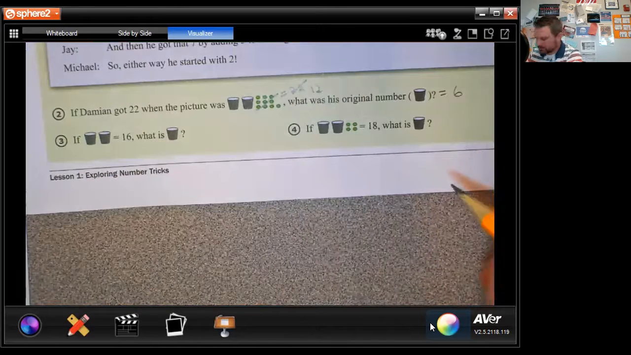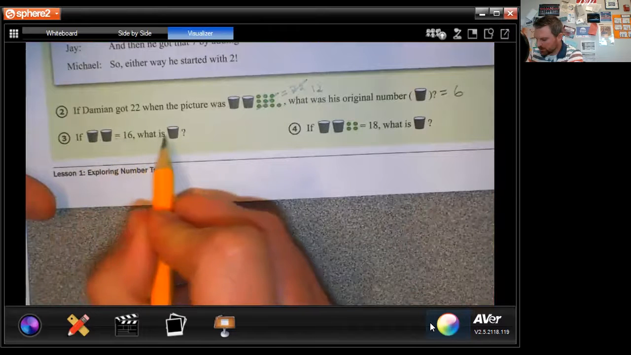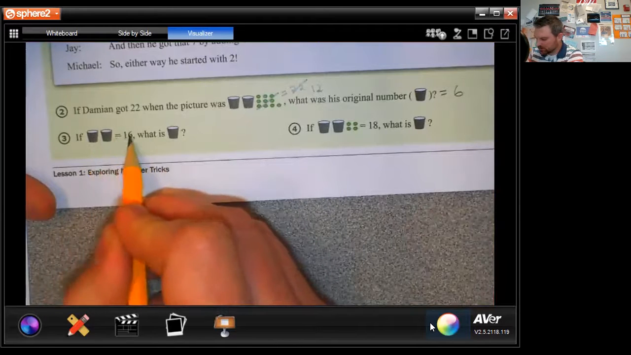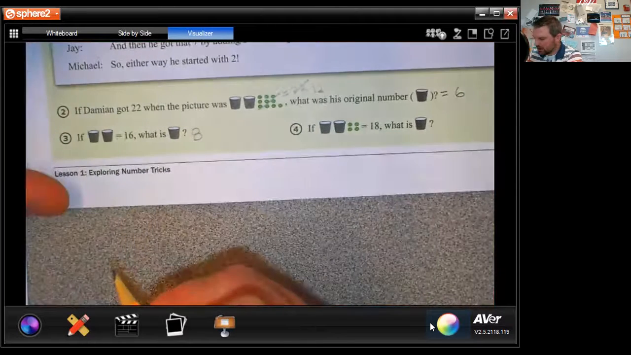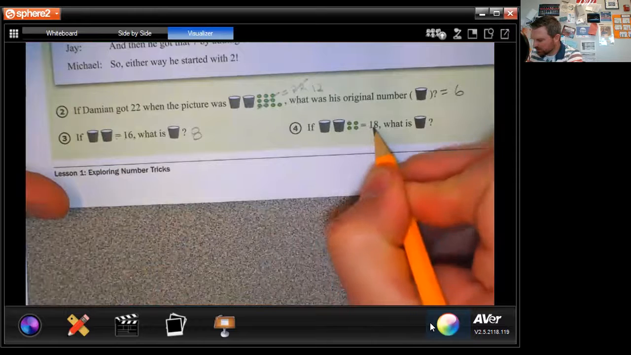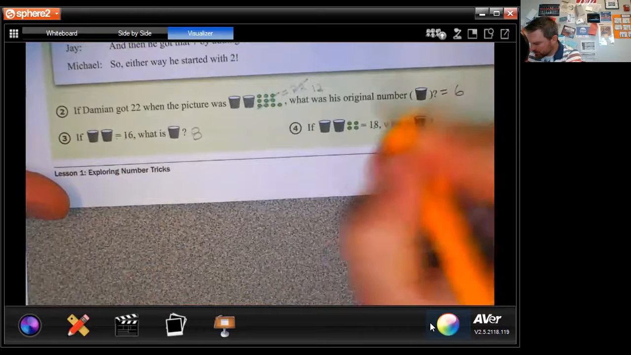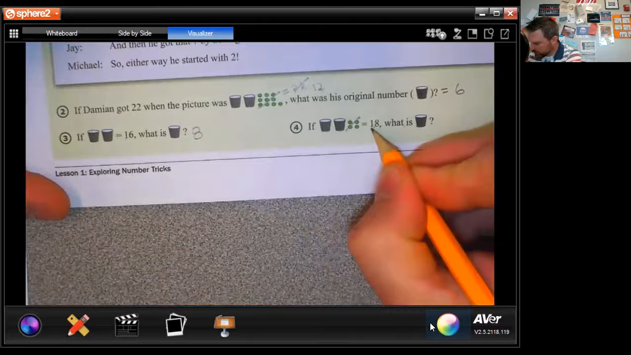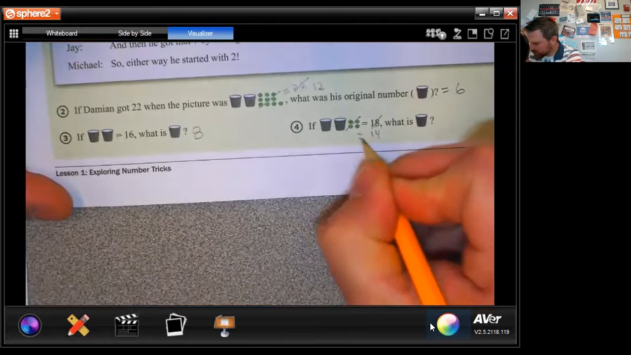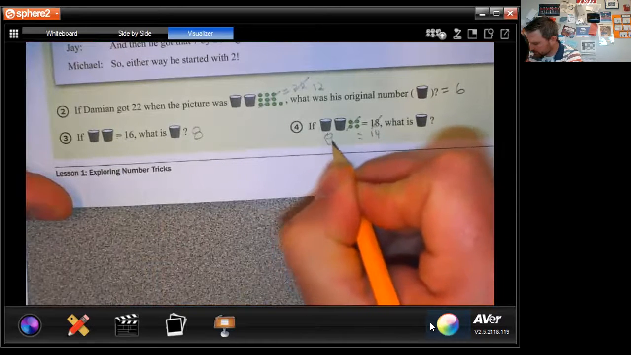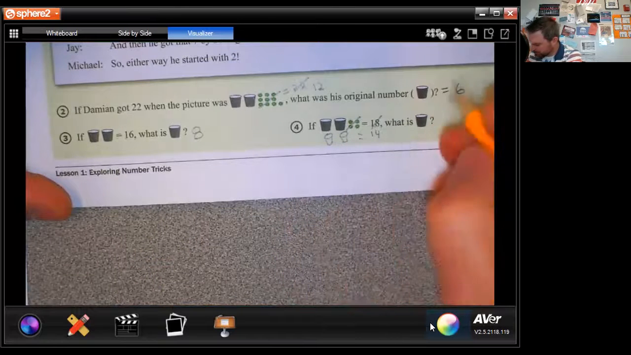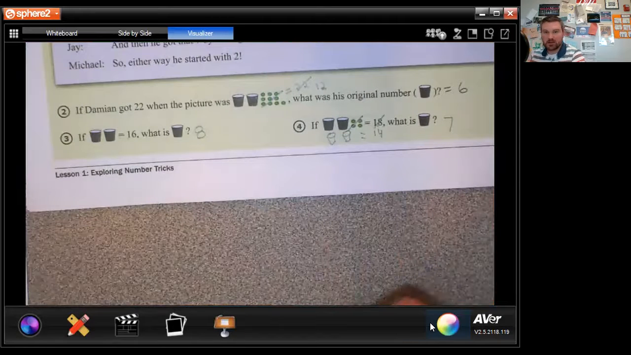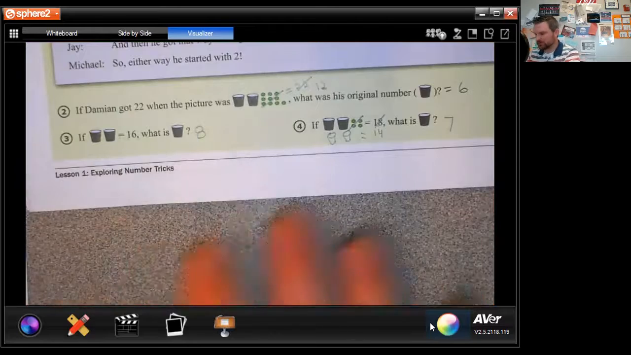Okay. If 2 buckets is 16, what is 1 bucket? Well, 2 buckets is 16, so divide that in half, and you get 8. If 2 buckets and 4 dots equaled 18, what is 1 bucket? Well, you got to get rid of these 4 here, so you get 14 equaled your 2 buckets. And then to get 1 bucket, you divide them in half. So 14 divided in half is 7. This is algebra, okay? We're just representing it with different symbols, okay?